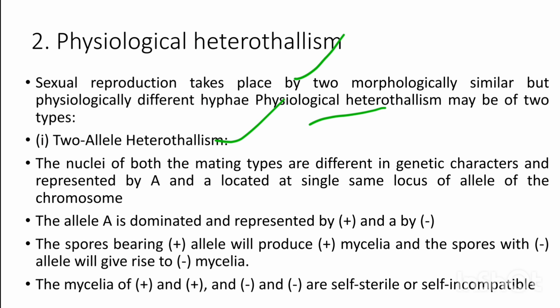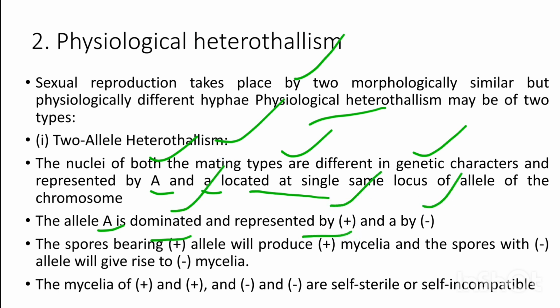The first one, two-allele heterothallism, means the nuclei of both the mating types are different in genetic characters, represented by capital A and small a located at a single same locus of the chromosome. The allele capital A is dominant and represented by plus and minus strain. So basically here two alleles control the same characteristic features.